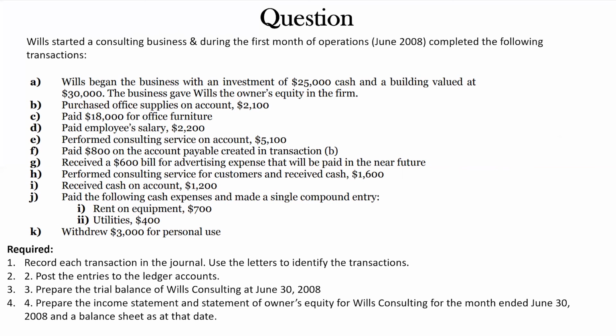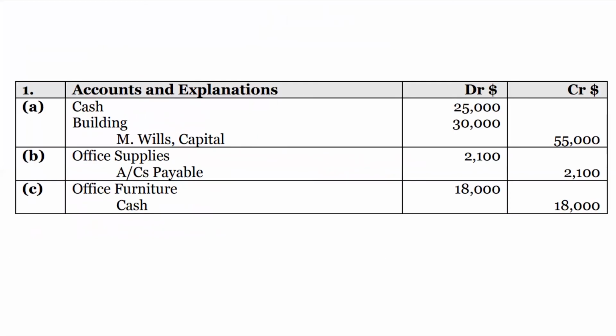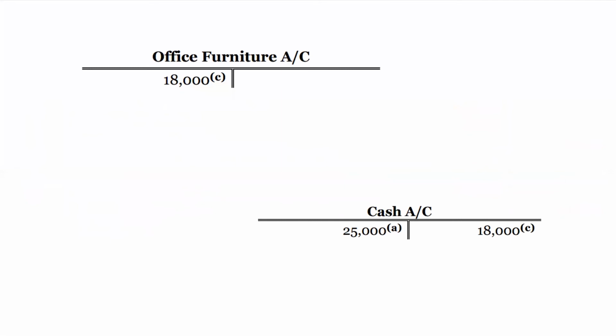This was a purchase. How did we pay for it? We paid it. It was not like in B where it said on account. So we paid this. So this is resources of cash leaving the business, and cash is an asset. And when our asset reduces, we credit it. So here, the journal entry for this transaction is a debit to office furniture of $18,000 and a credit to cash of $18,000.